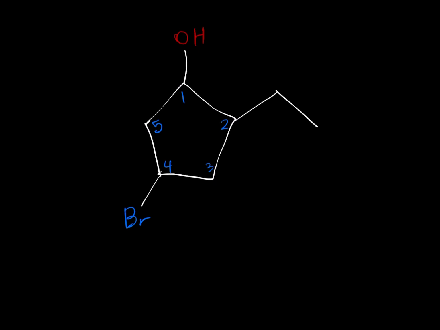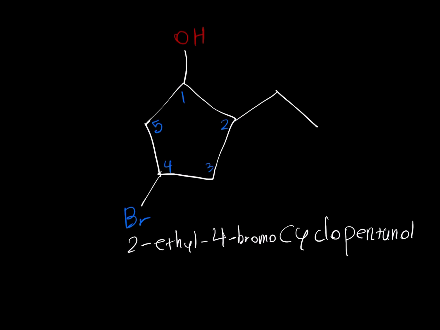So since we have 5 carbons in a cyclic molecule, this is going to be cyclopentanol. And then at position 2 we have an ethyl. And we write the ethyl first because it's first in the alphabet, so 2-ethyl. And then we have a bromine at 4, 4-bromo. And it really shouldn't be capitalized. I wasn't trying to make it. This portion should be one word.